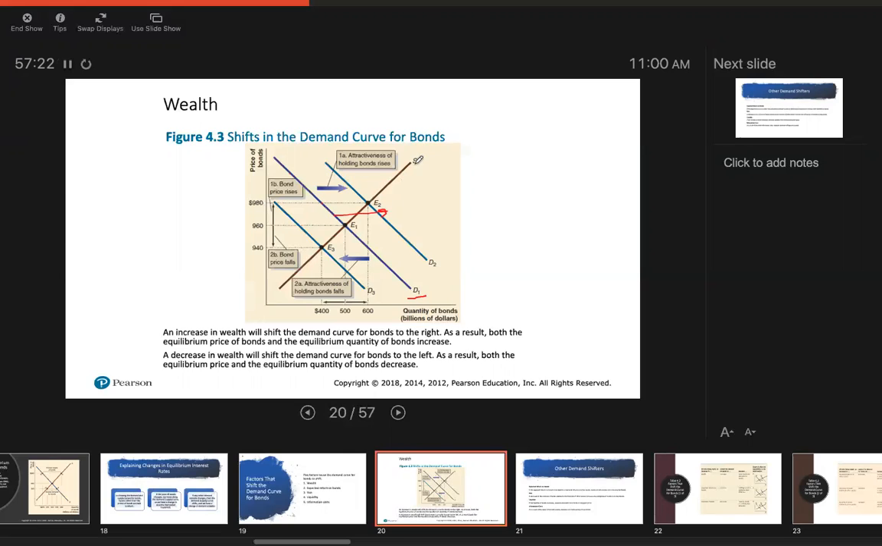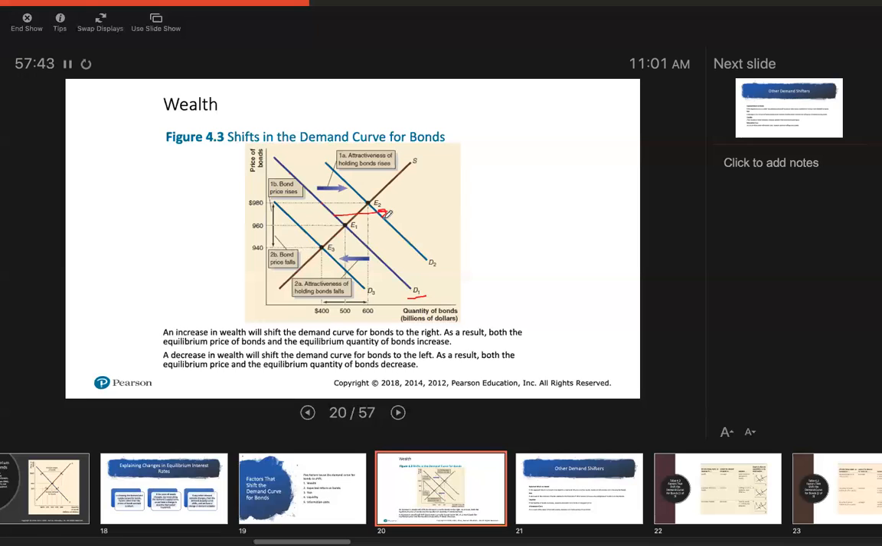S here is the original supply curve. There's nothing which is affecting supply of bonds in this market. Here, we're just focusing on the demand side of this market. So investors are wealthier. They increase the demand for bonds, and that's represented by a rightward shift in the entire demand curve.